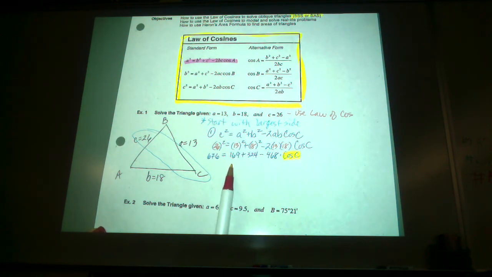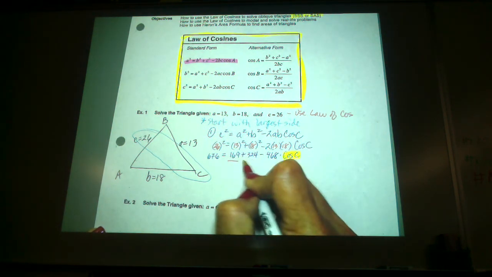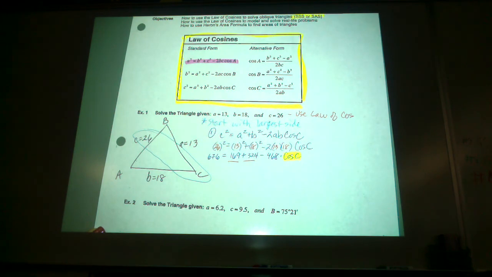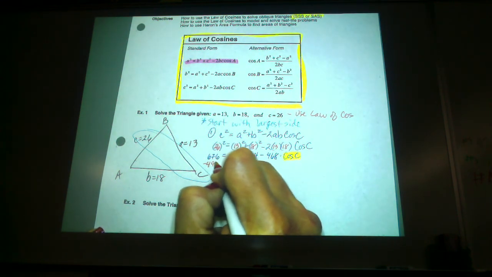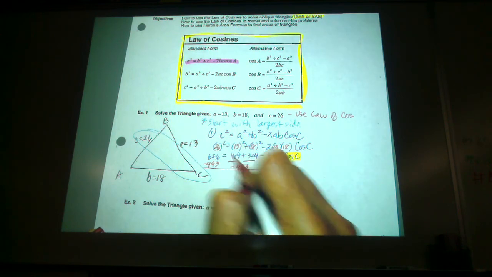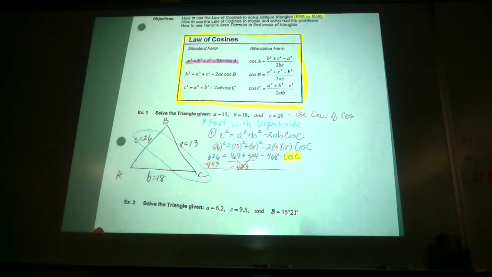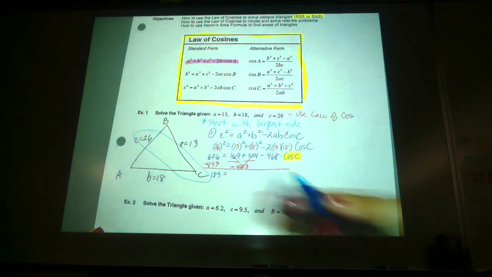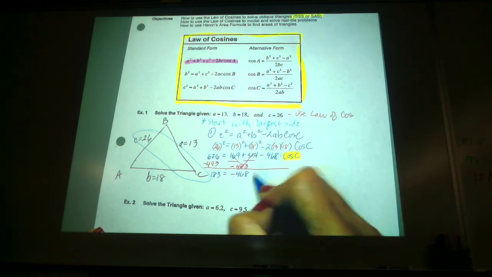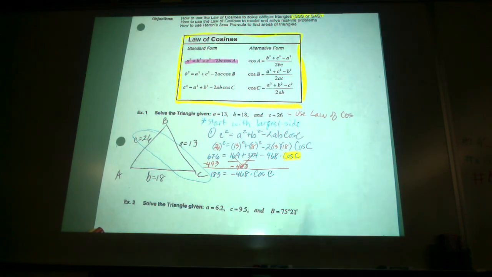Can I do 169 plus 324 minus 468? No. Why? It's being multiplied by this one. So I can only add those two together first. So those added together are 493. So I'm going to subtract 493 from this side and 493 from this side. So those cancel. And I'm left with 183 equals negative 468 times the cosine of C.